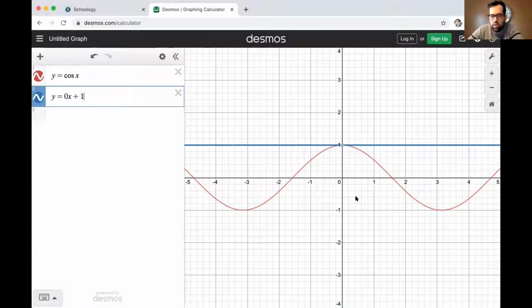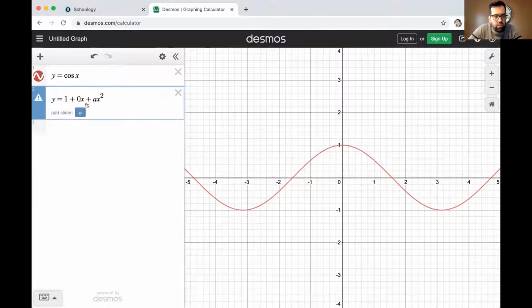But what if we wanted to find a tangent that was better than this? Instead of just being a tangent line, what if we wanted a tangent curve? What if we wanted a polynomial that shared the position, the first derivative, and the second derivative with y equals cosine x at this point? And what I mean is, I'm going to switch the order of these terms here so we can keep adding more. So it's going to be 1 plus 0x. I'm going to add plus ax squared with the slider for a.